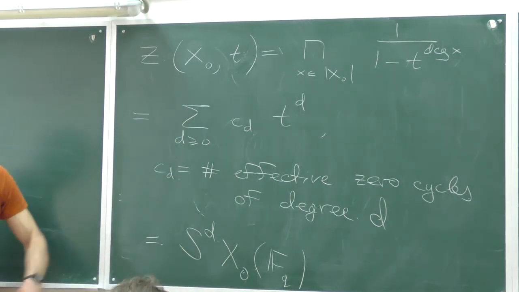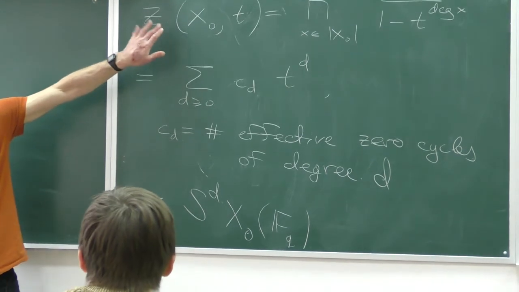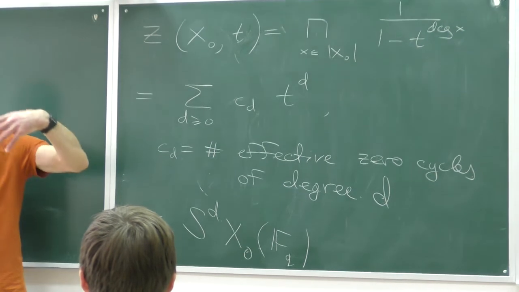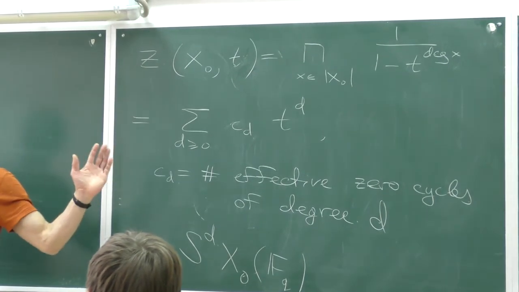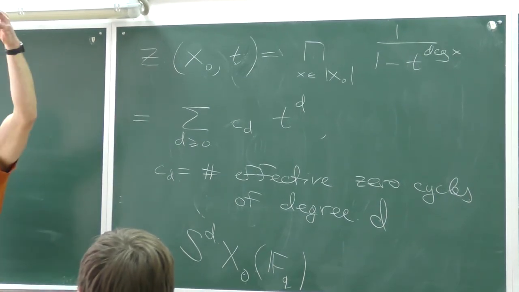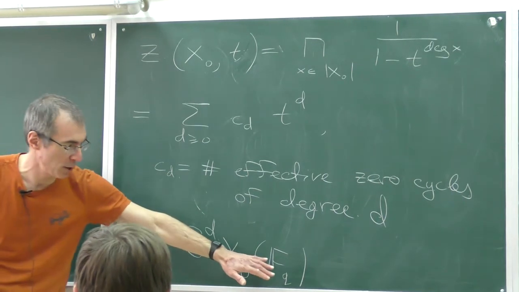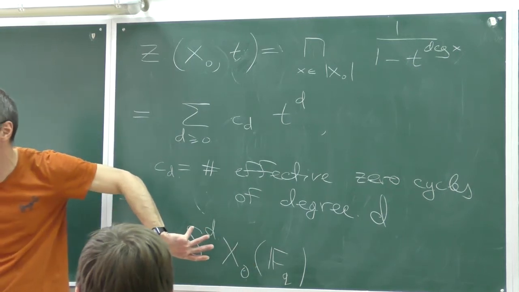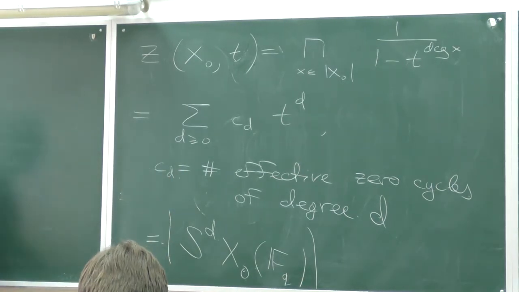So previously, we thought of the zeta function as a generating function for the number of points on the same variety. We keep the variety the same, X_0, but we look at the number of points over various finite extensions of my base field. But now we compute this number: we keep the field fixed, but we change the variety. And this suggests an idea.